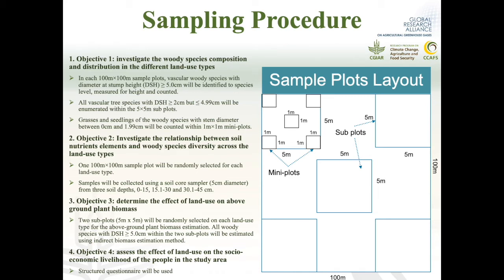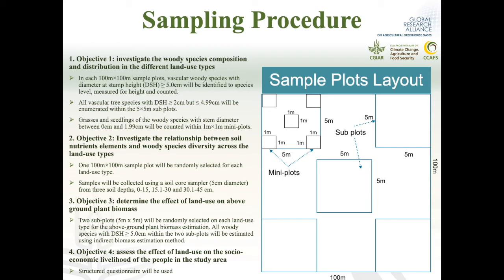Now, tree species would be investigated within the 100 by 100 meter sample plots, while shrubs and then saplings would only be restricted for investigation within the subplots. Herbaceous species and then seedlings would be investigated within the mini plots, that's the 1 meter by 1 meter plots.